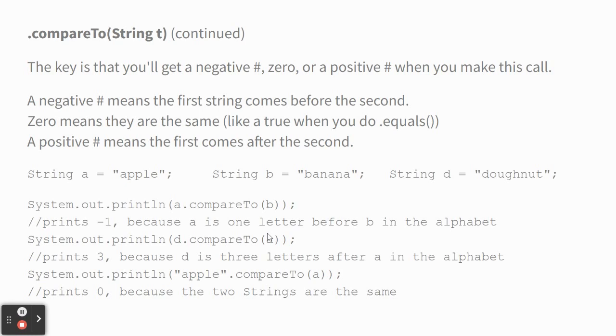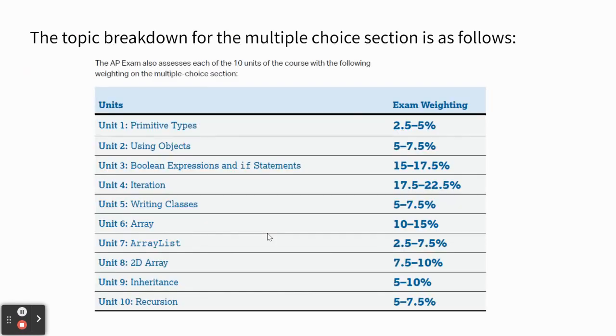The key to know about compareTo, and this could show up on the AP test, that's why I'm reviewing it with you, is that you get a negative number, a 0, or a positive number when you make this call. So it's not a Boolean. It doesn't say true or false. Anyway, I'm going to give you all the examples again. So questions? I'm going to make you do a little method later today that has to do with that.